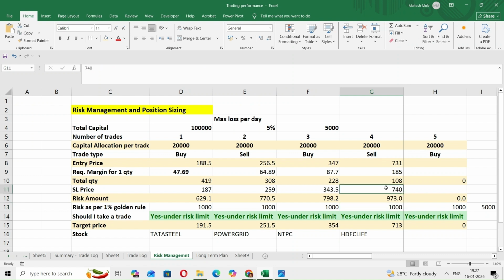Suppose this SL price is around 742, then risk is too high, above my 1% limit, so I will not take this trade. So let's keep it at around 738. So yes, I can take this trade because it is within my limit. 738 is my SL, 717 is my target price.